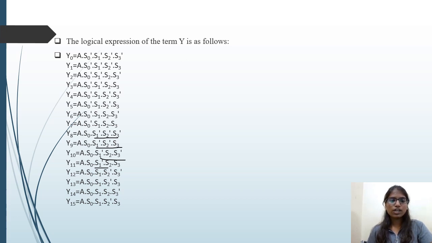Y12 is equal to A into S0, S1, S2 bar, S3 bar. Y13 is equal to A into S0, S1, S2 bar, S3. Y14 is equal to A into S0, S1, S2, S3 bar. Y15 is equal to A into S0, S1, S2, S3.